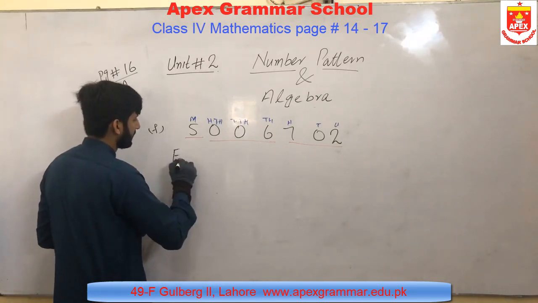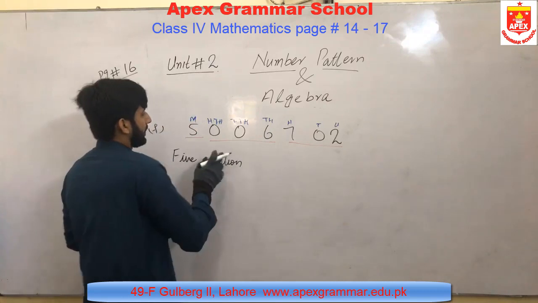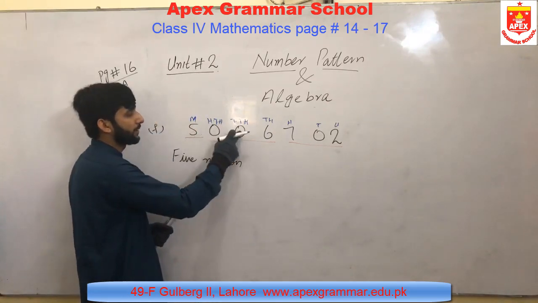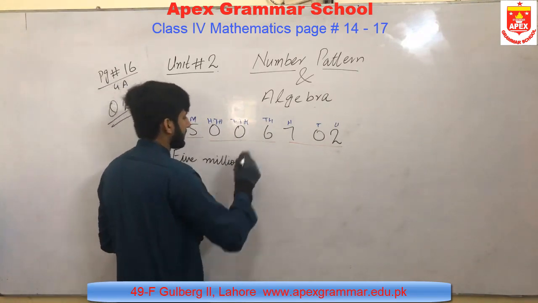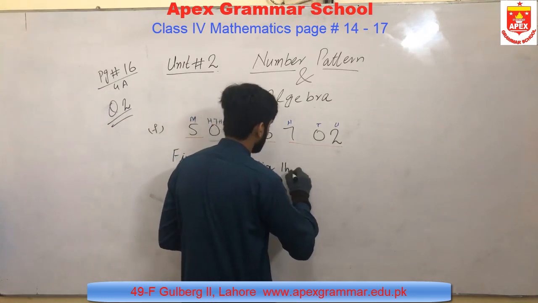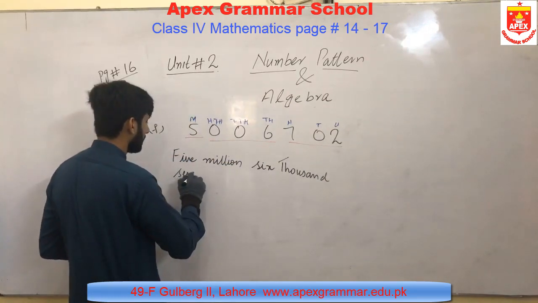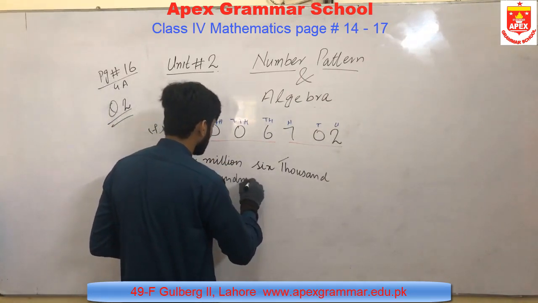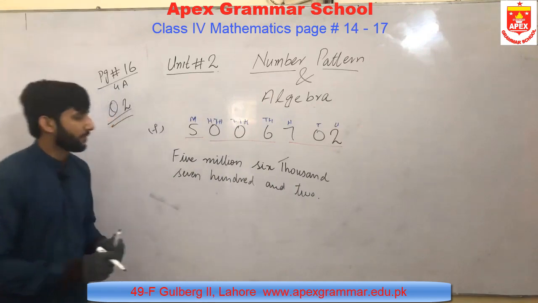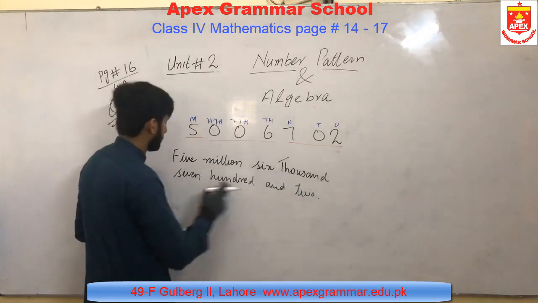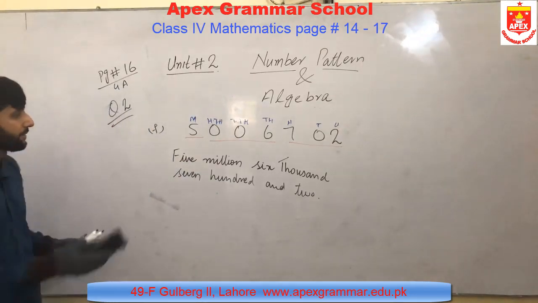5 million. On the 100,000 position and 10,000 position there is 0, so we will not consider the 0. Only 6 will be written: 5 million 6 thousand 702. So the required statement of the given number is 5,006,702. This is how to write down the statement for the given number.